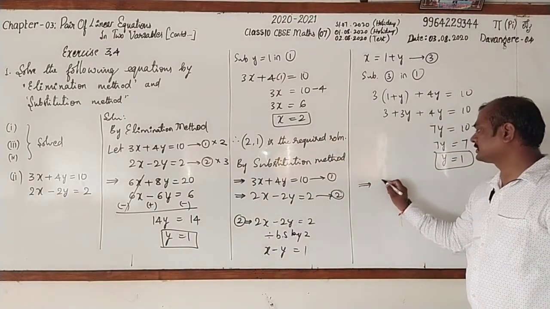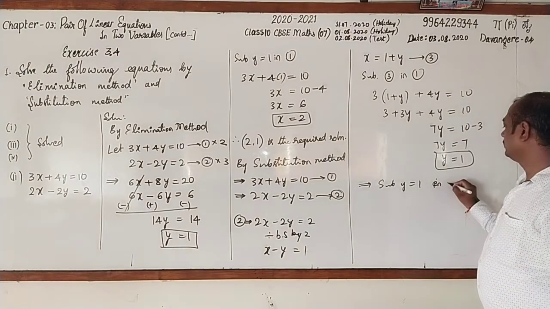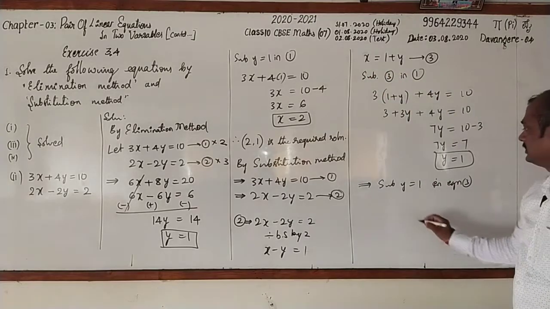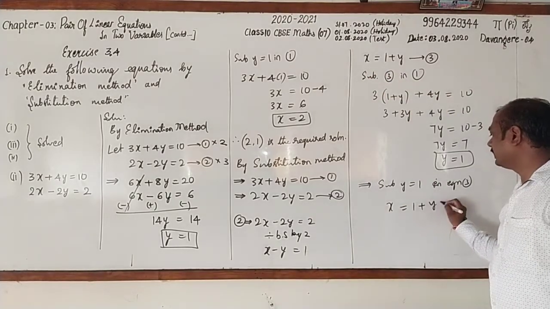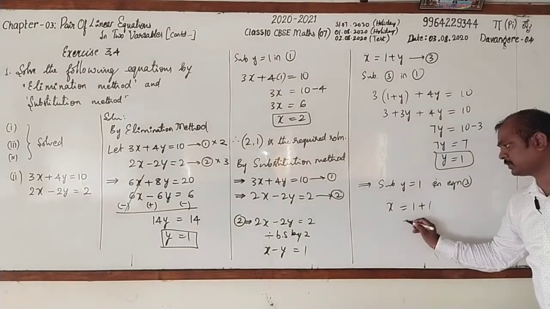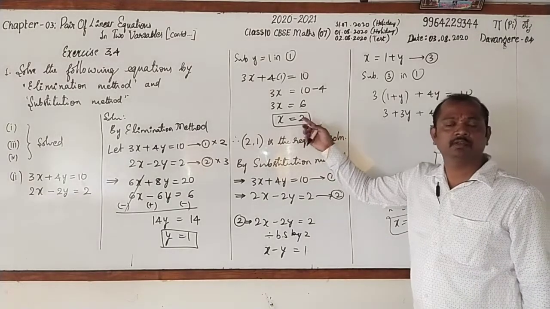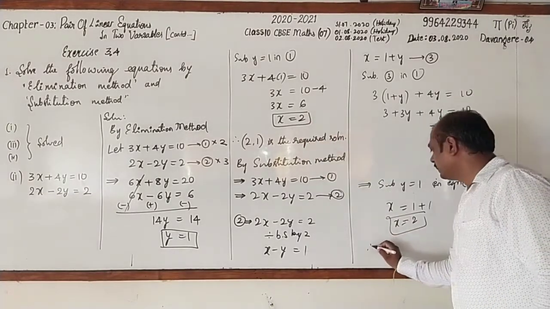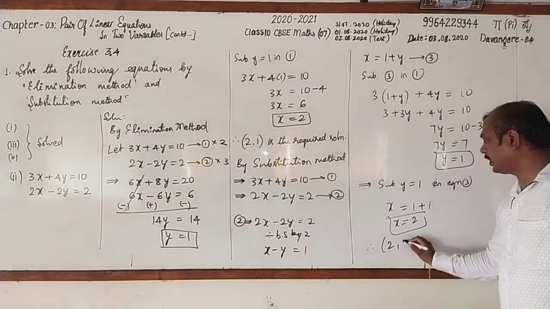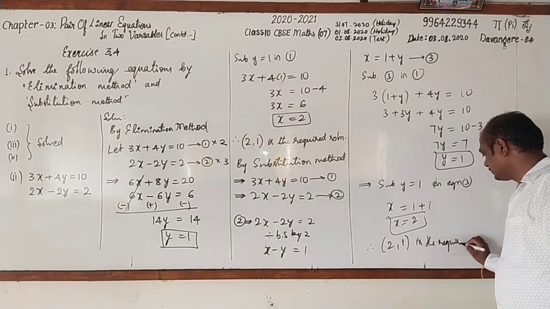Then after getting this, substitute y equal to 1 in equation 3 because we have to get x. So x equal to 1 plus y. What is y? y is 1. What is 1 plus 1? 2. x equal to 2. See that in the elimination method also, x equal to 2. Therefore, x equal to 2 and y equal to 1 is the required solution.